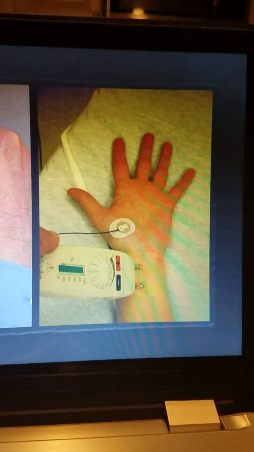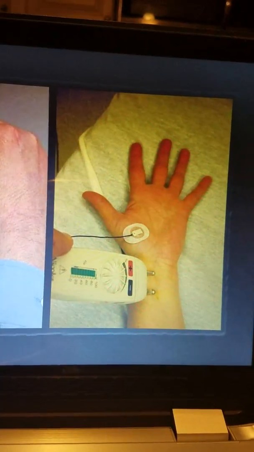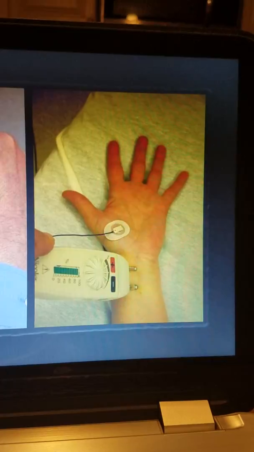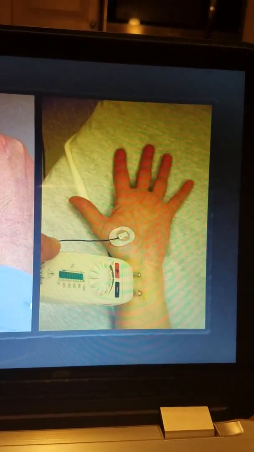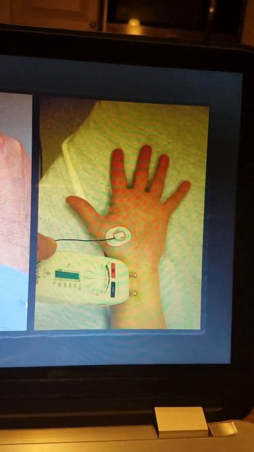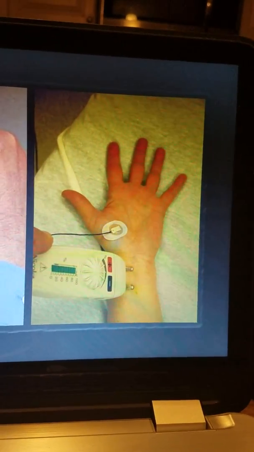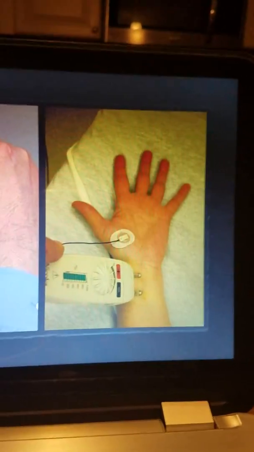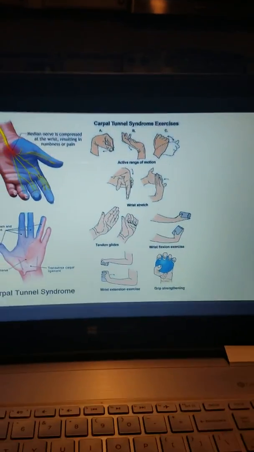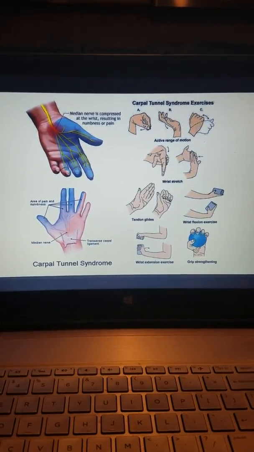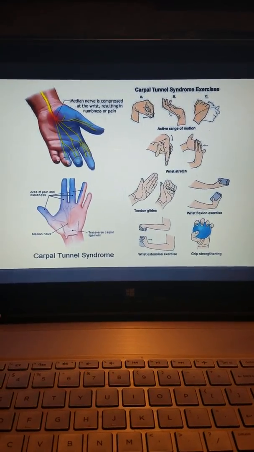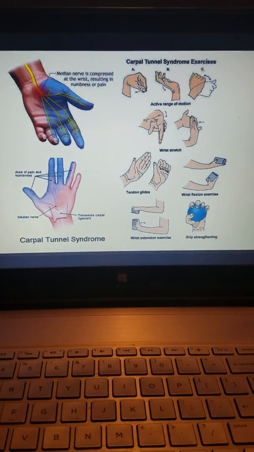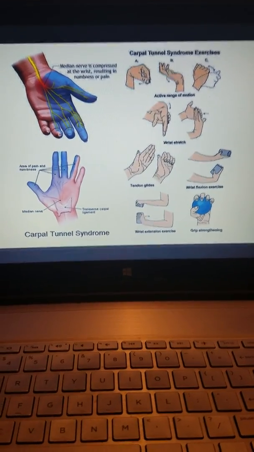Like this right here is an electromyogram, which will measure the electrical activity in your muscles. It will help show whether or not you have any nerve or muscle damage. There are also ultrasounds, x-rays, and MRIs, which can all help diagnose carpal tunnel syndrome. As for treatments, there are certain exercises that you can do, like wrist stretches and tendon glides, or grip strengthening, and you can have wrist flexion or extension exercises.